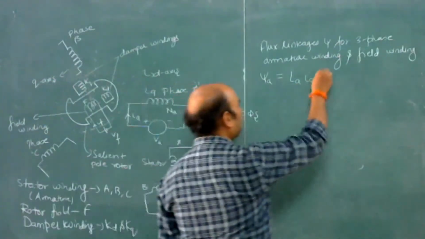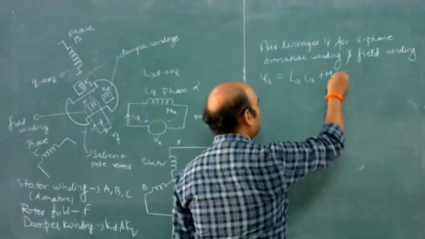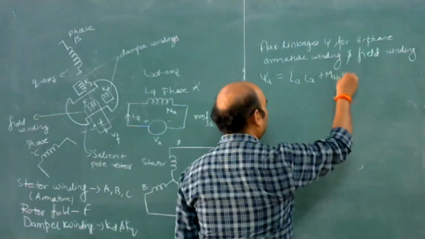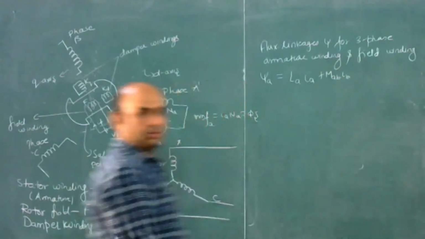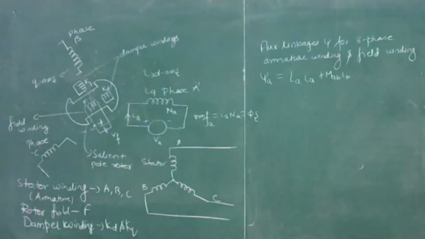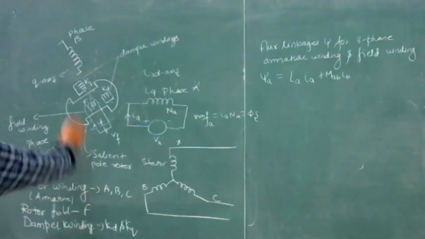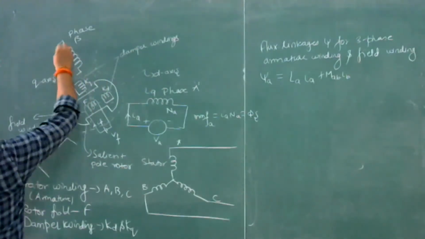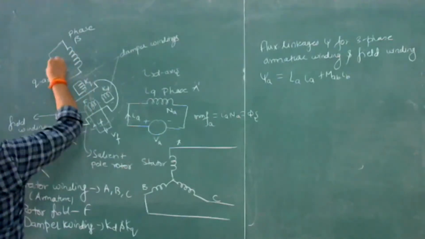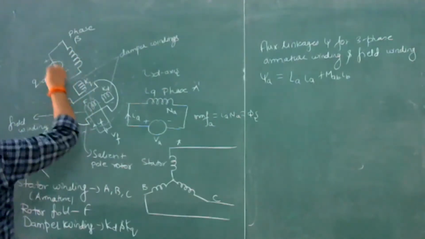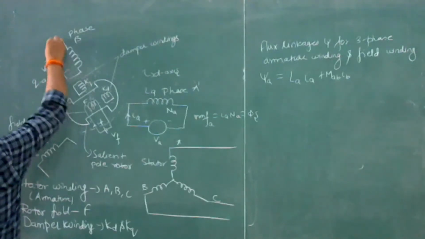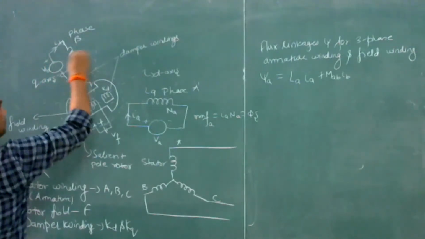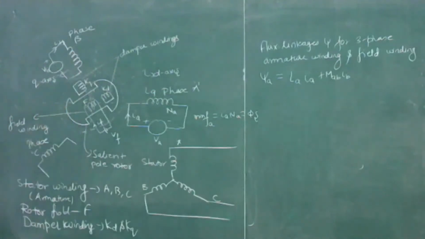So this will be MAB, okay, and current will be IA. Okay, so when current flows in this phase B, then this is cyclic, plus minus VB, current IB. Okay, so mutual inductance between these two phases is MAB.